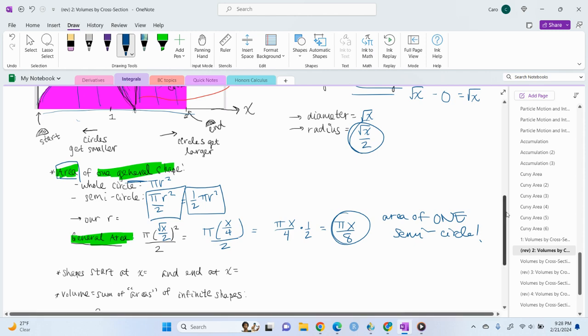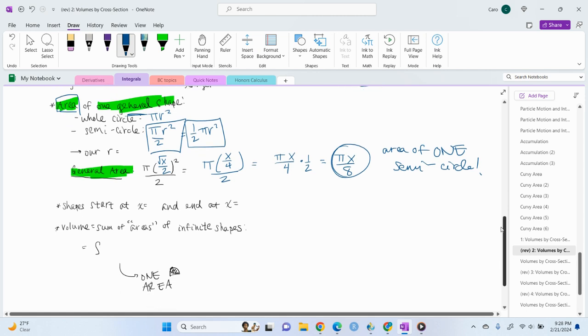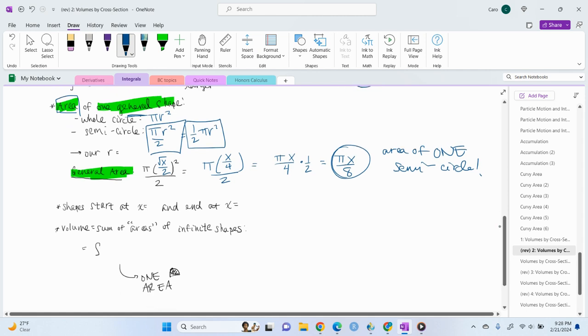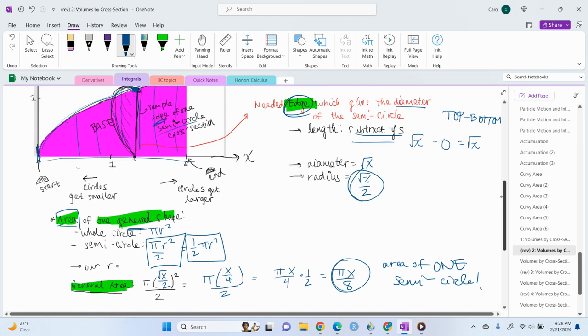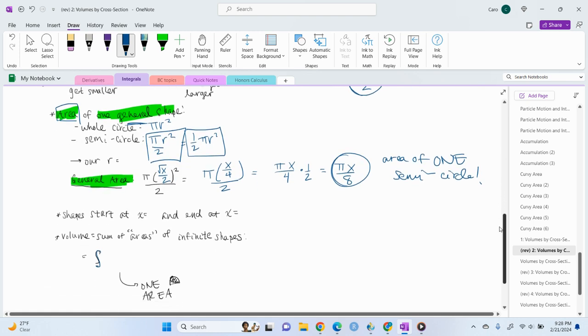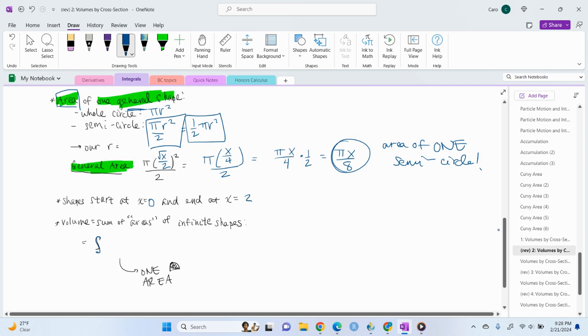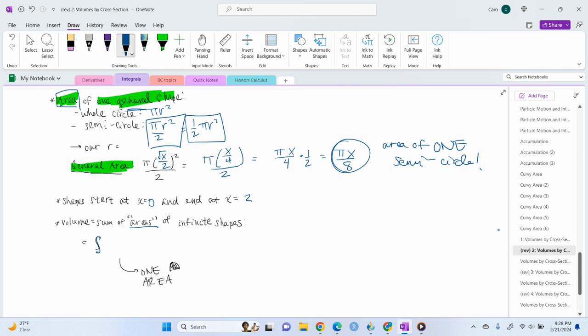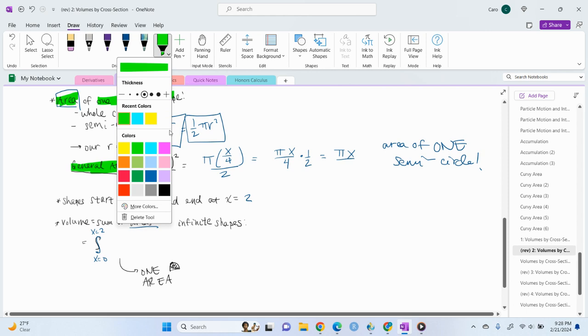Okay, so how many semicircles do I want? I want infinitely many. I want to add up infinitely many semicircles. How do I add up infinitely many things? You're going to use an integral. Where do my shapes start again? They start here at x equals 0. They end here at x equals 2. I'm going to sum up the areas of infinite shapes. Now I have area in parentheses for a reason. I'll tell you that in one second. So I go from x equals 0 to x equals 2, and really all I'm going to do is add up infinitely many areas.